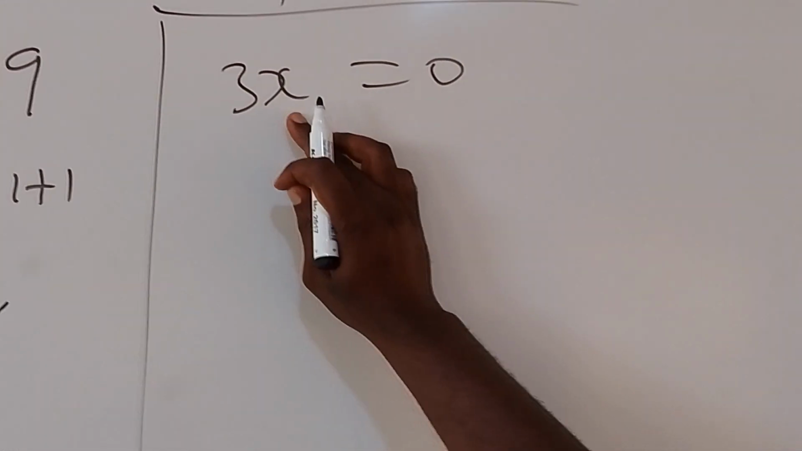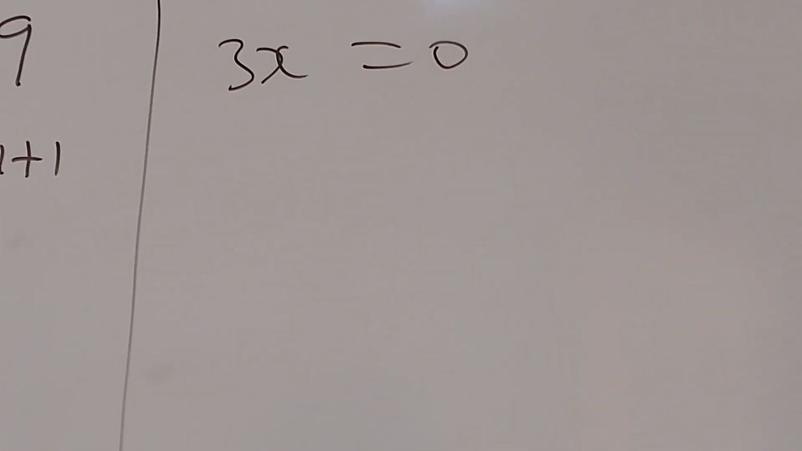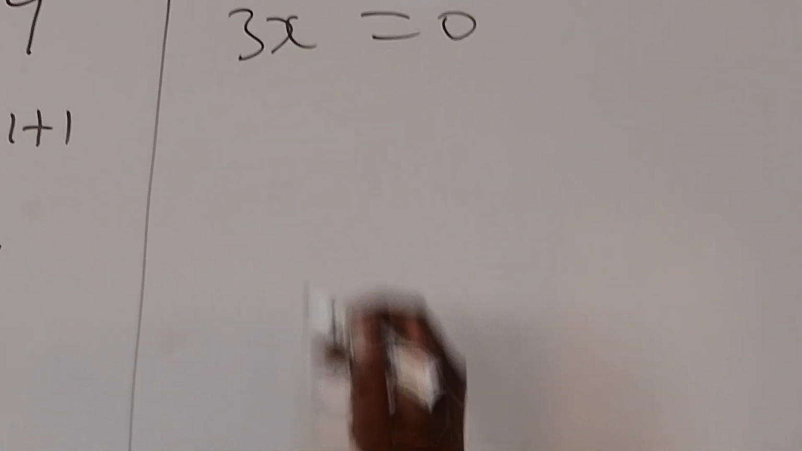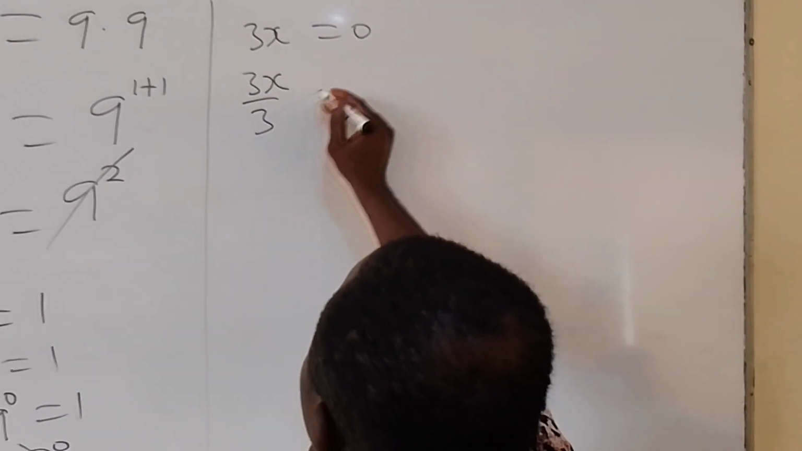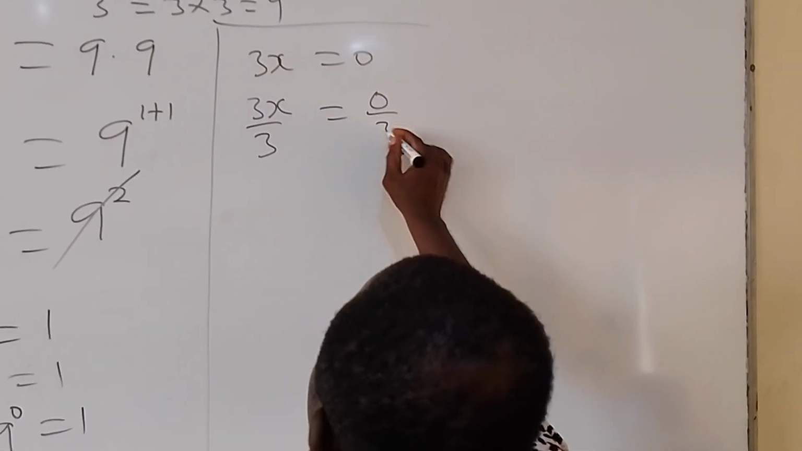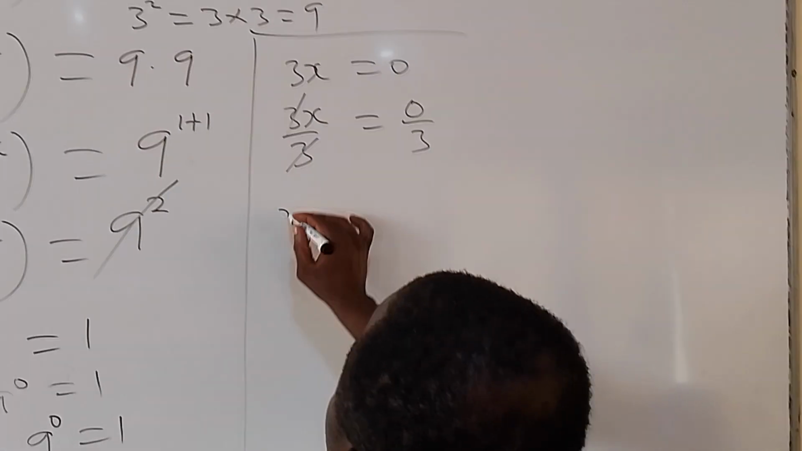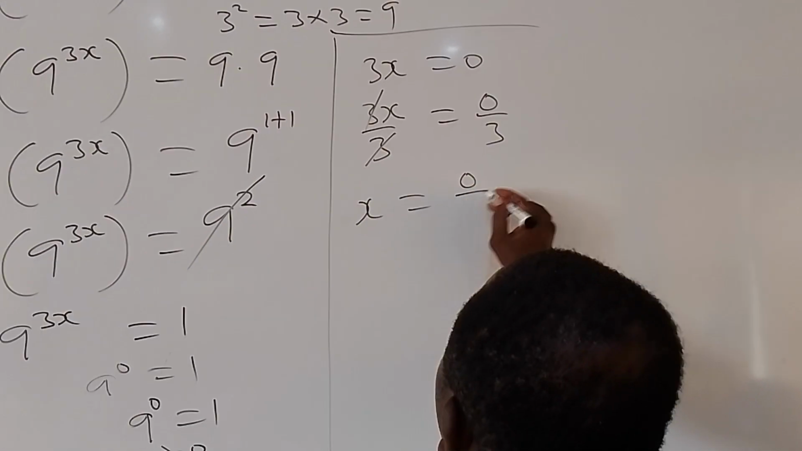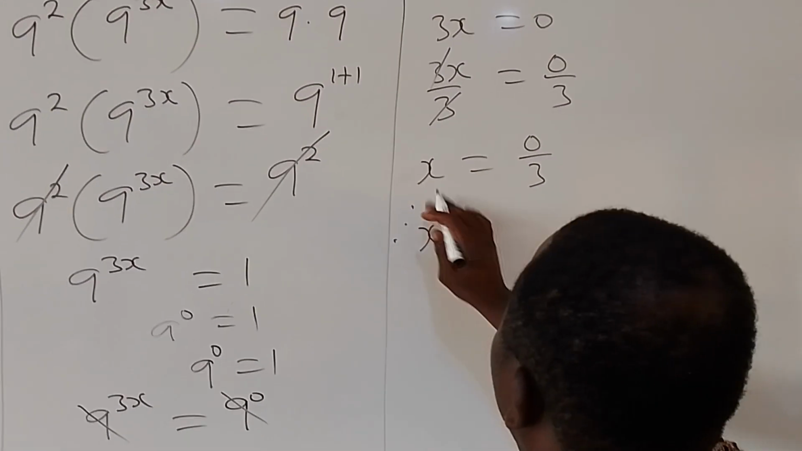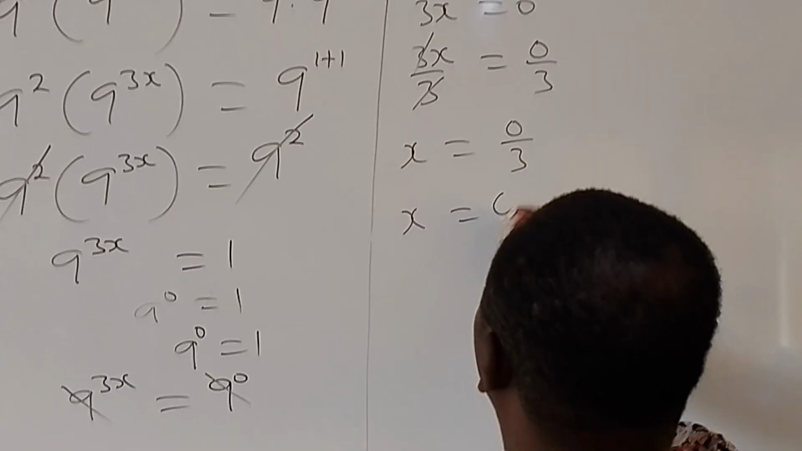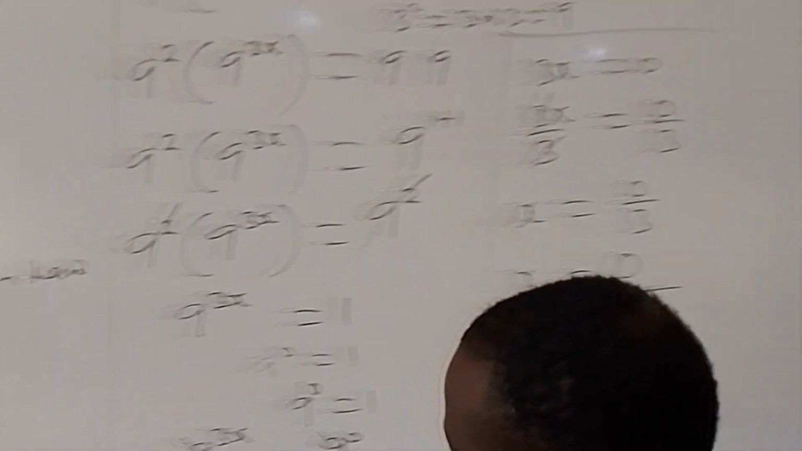We are asked to find the value of x, not 3x. So what we need to do is divide through by 3. If we divide through by 3, we have 3x all over 3 equals 0 all over 3. This and this will cancel. x equals 0 all over 3. Therefore, 0 all over 3 is equal to 0. x equals 0. This is the answer. Is it difficult?